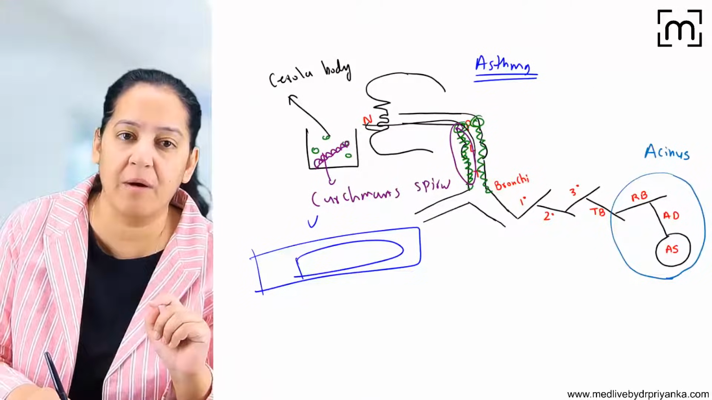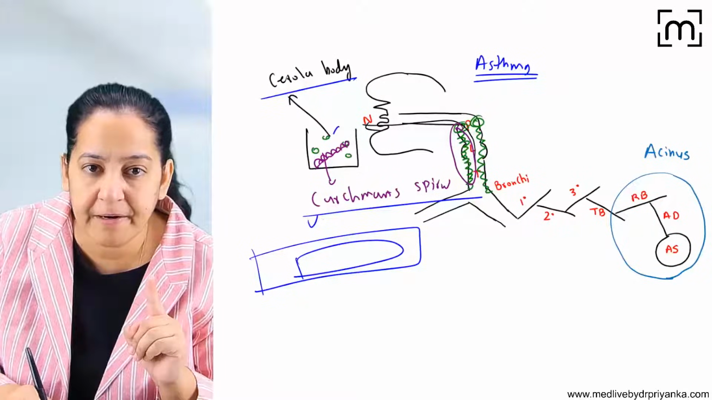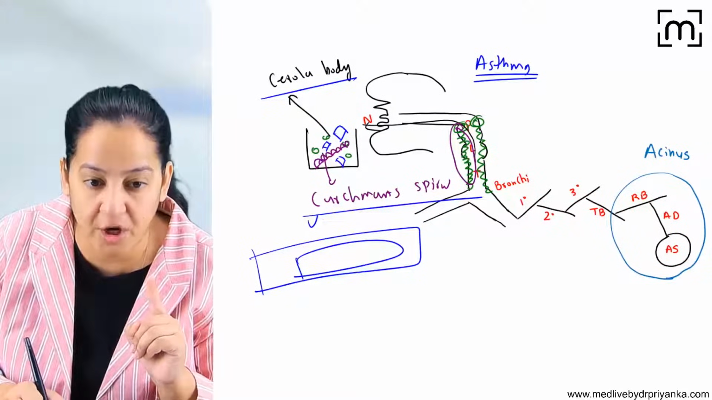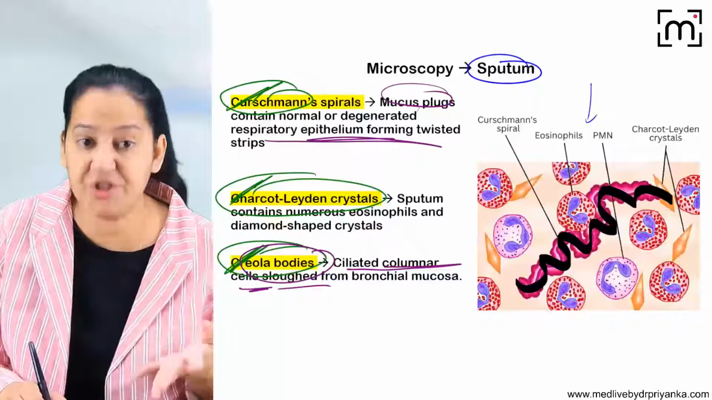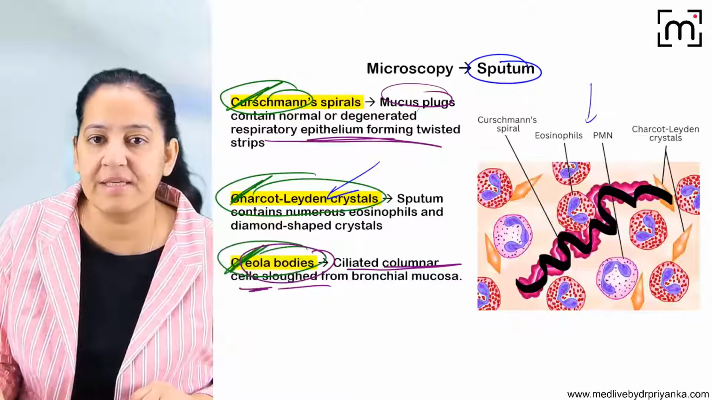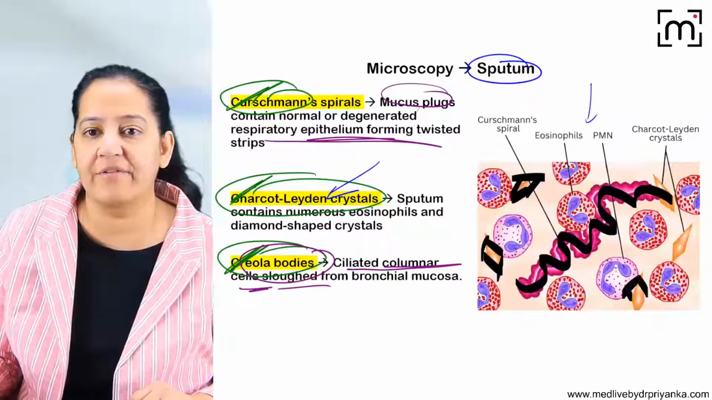So one is Creola body, one is Curschmann spiral, and third is, in the sputum, diamond-shaped crystals are present. These are known as Charcot-Leyden crystals. These are due to eosinophilia. Due to eosinophilia, the diamond-shaped crystals are formed. That is Charcot-Leyden crystal. So in the diagram also, you can see these are the diamond-shaped crystals I am talking about. These are Charcot-Leyden crystals.